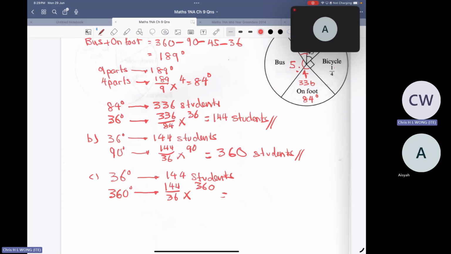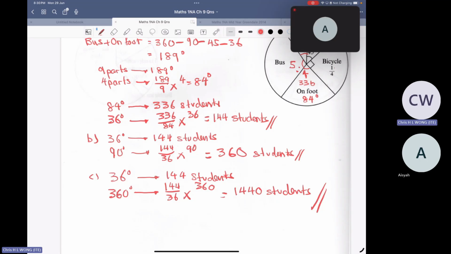144 divided by 36 times 360 gives you 1,440 students. 1,440 students. Yes. All good?